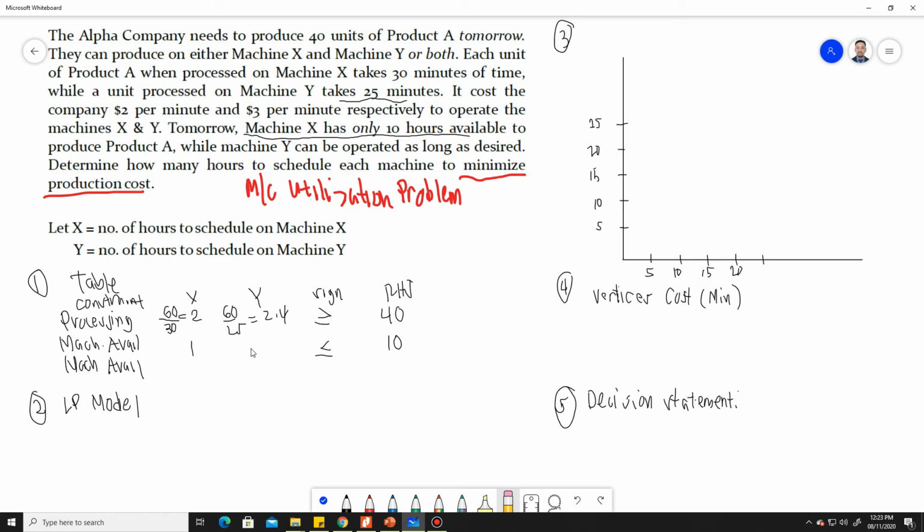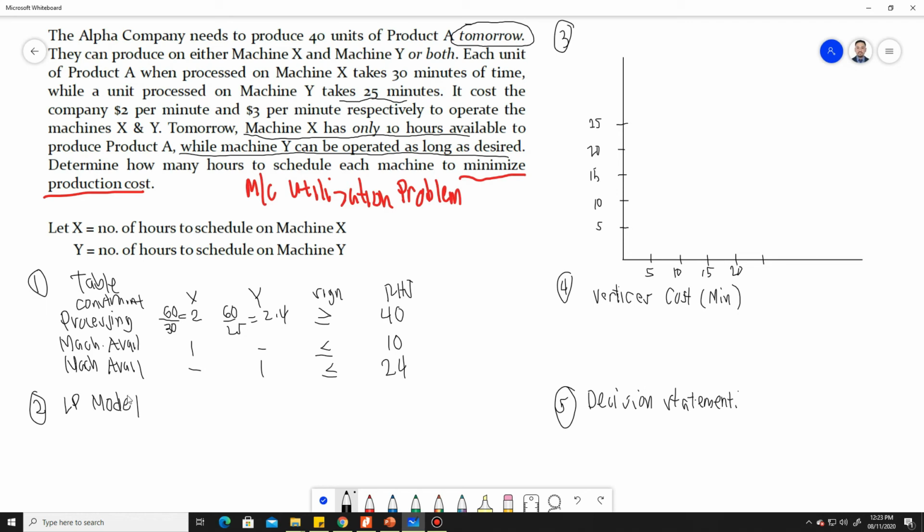And then, so this is blank. Yung sa machine Y, so blank yung X, machine Y. Machine Y can be operated as long as desired. So pag sinabing as long as desired, in the first place, ang target dito, 1 day lang. Kasi nabasa nyo yung word na tomorrow. So, 1 day is 24 hours. So, as long as desired, ibig sabihin, should be less than or equal to 24 hours. Meaning, isang araw.